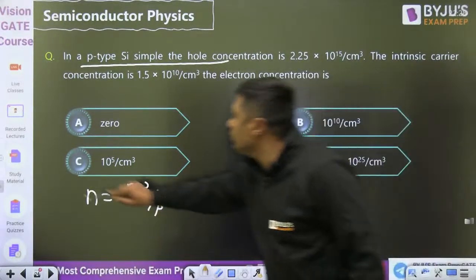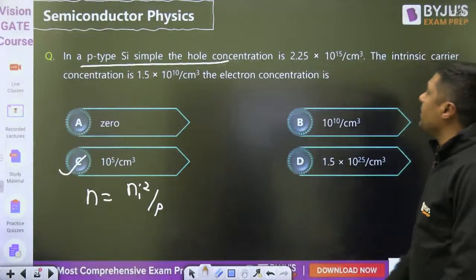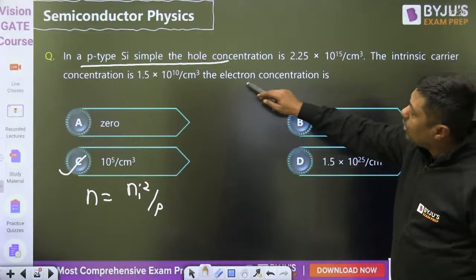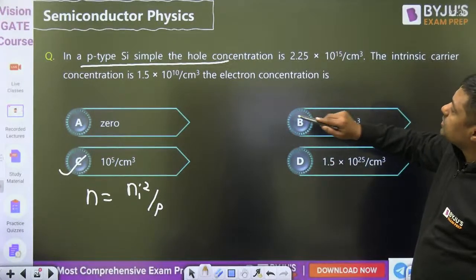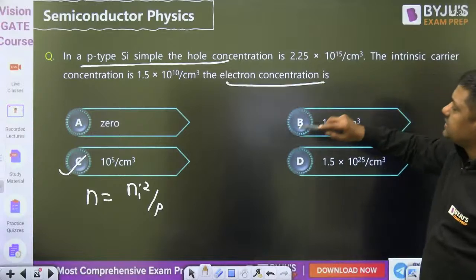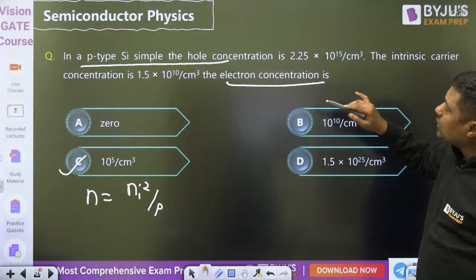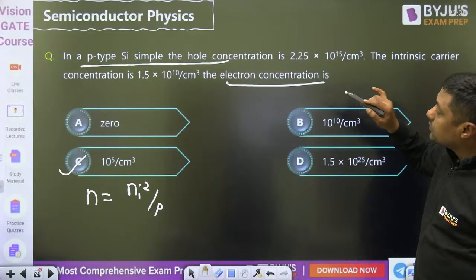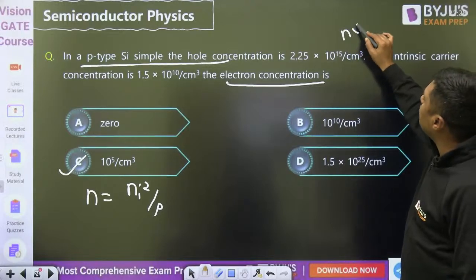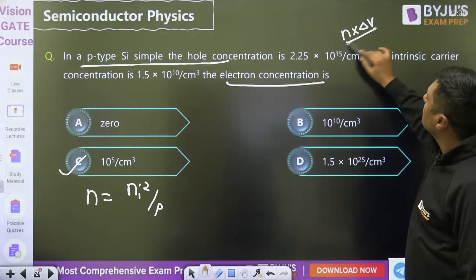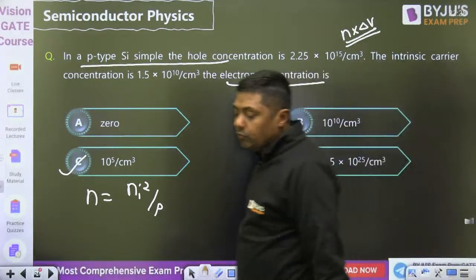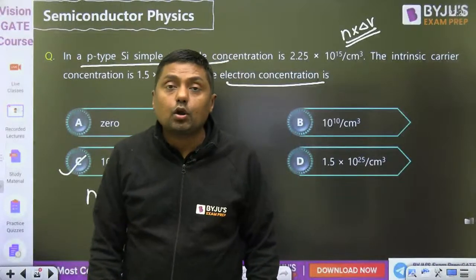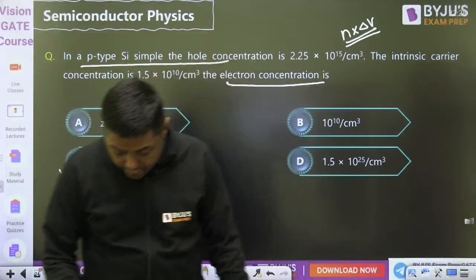But sometimes we make very silly mistakes. So please remember what is asked. Is the number of electrons asked or the concentration? The concentration is asked, that's why that is the answer. If the number of electrons is asked, then remember concentration multiplied with the volume will give you the number of electrons. So read the question carefully.